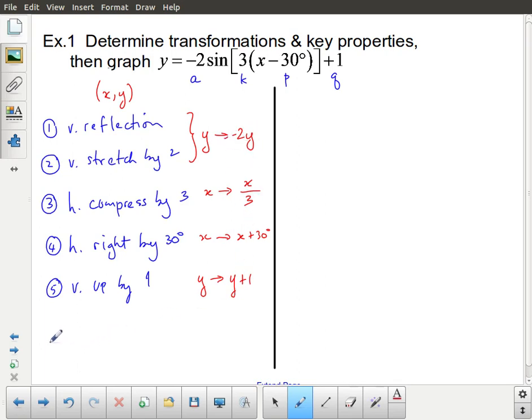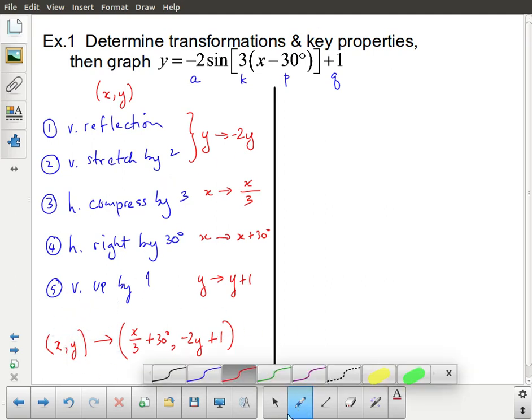If you were doing this as a full transformation, a single point being transformed entirely, then normally we write the x coordinates first. So the first thing we would do is x divided by 3, and then we would add 30 degrees to that value. We would take the y value, multiply it by -2, and once that multiplication was done by order of operations, then we would add 1. So any point on the original graph of sine could be transformed this way.